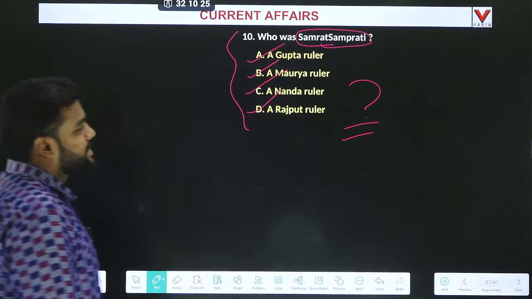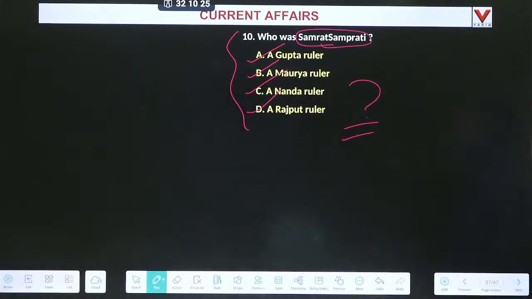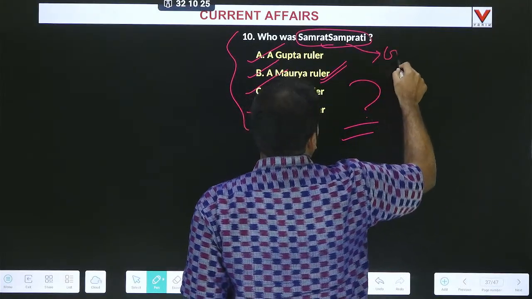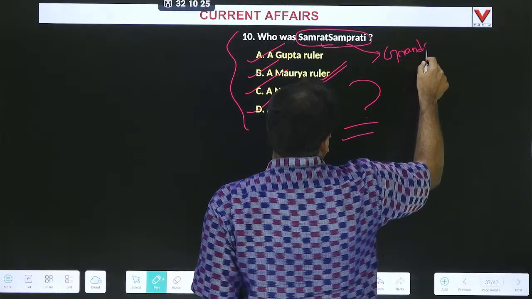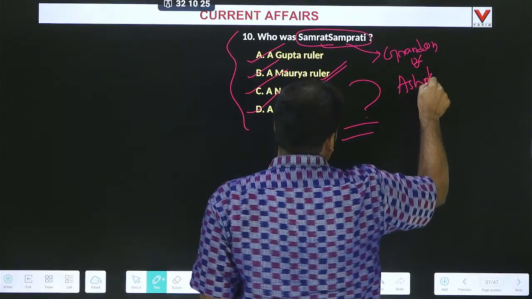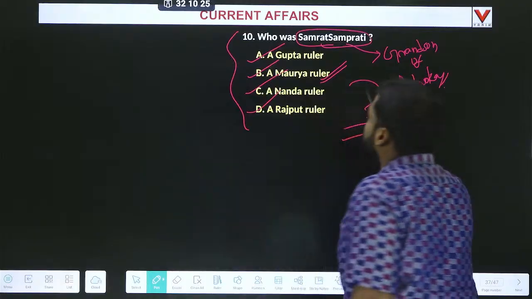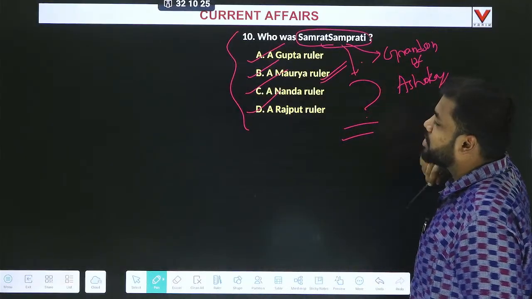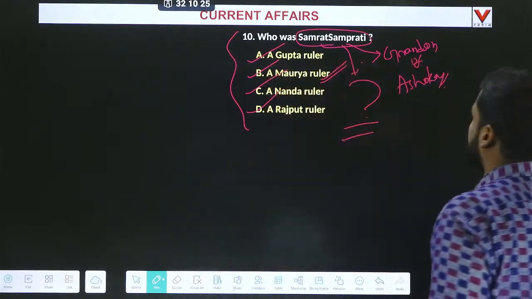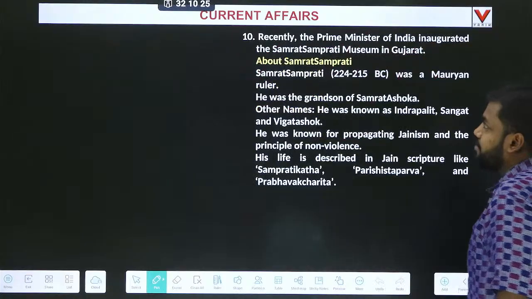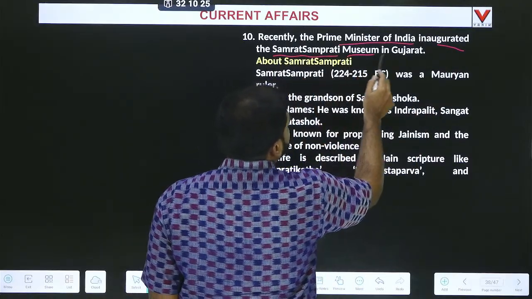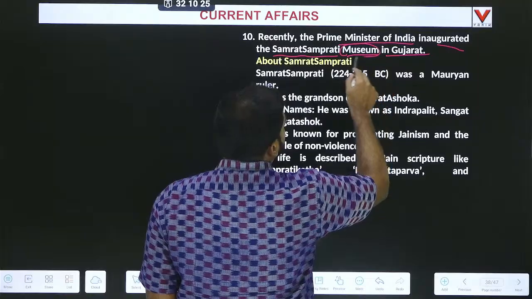Okay, shall we discuss the answer? The right answer is Mauryan ruler. Samrat Samprati is the grandson of Ashoka. Right? Okay, by the way, why was he in news? Recently the PM inaugurated the Samrat Samprati Museum in Gujarat. A museum in Gujarat, not a statue.